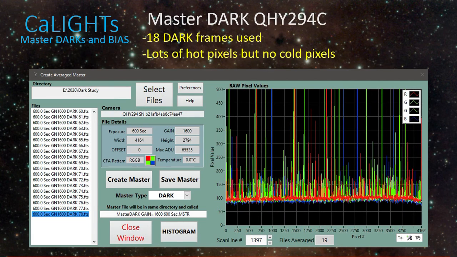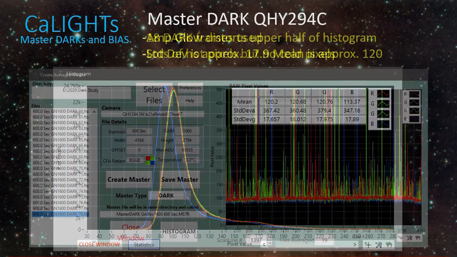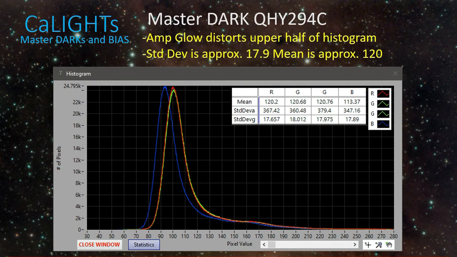Here is a 202nd Master Dark for my QHY 294C. Lots of hot pixels with no hint of cold pixels. Here's the histogram for my QHY 294C. The average standard deviation G value is 17.9. The average mean value has grown from 21 for the Master Bias up to 120 for this Master Dark. It's this increase in the average mean value that is indicated in that dark current graph I showed you earlier.